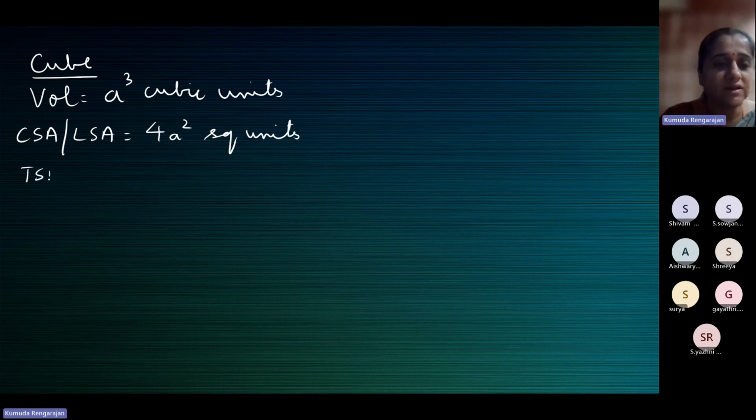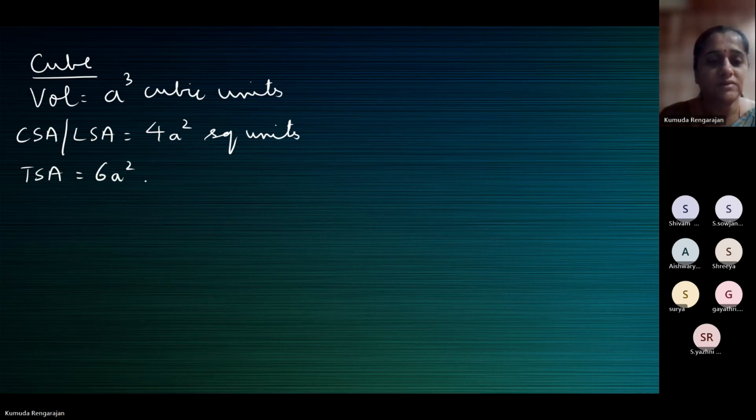The total surface area, or the area of all the 6 faces of a cube. Curved surface area is the area of the 4 vertical faces, 4A squared. Total surface area is the area of all the 6 faces, the 4 vertical faces and the 2 horizontal faces. So 6A squared, square units. What about the length of the diagonal of a cube?